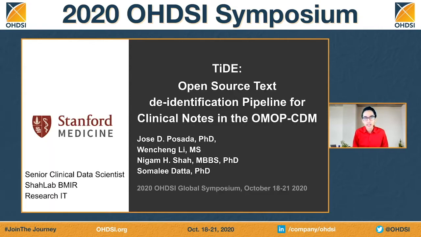Welcome, my name is Jose Posada. I'm a senior clinical data scientist at the Stanford Center for Biomedical Informatics Research and Stanford Healthcare Technology and Digital Solutions. In this presentation, I will be showing you Tide, an open source, cloud-based text identification pipeline capable of processing 100 million clinical notes in a matter of hours. This tool will be available for you as a collaborator in the Odyssey community, hopefully contributing in accelerating research that use clinical notes and unstructured data across network studies.